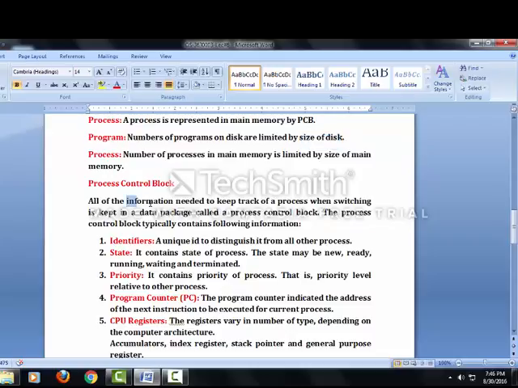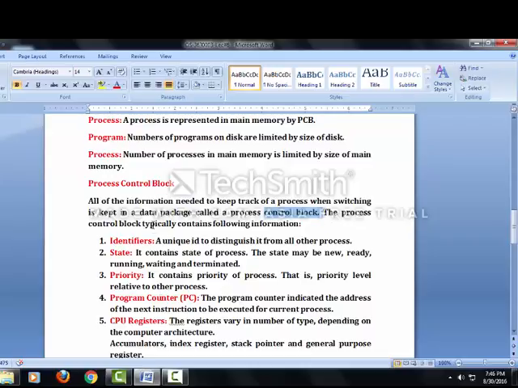All of the information needed to keep track of a process when switching is kept in a data package called a process control block, because the CPU requires the entire detail for completion of the execution of the process. If the processor does not have such information, the CPU cannot execute the process. So the CPU must have the entire detail of the process, so it deals directly with the PCB. The PCB contains all the information regarding the process.